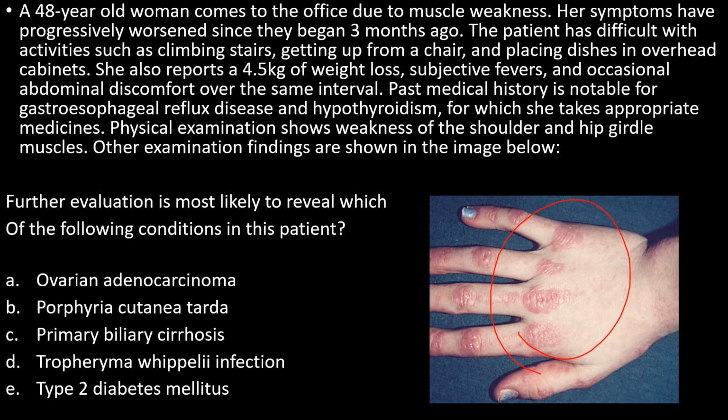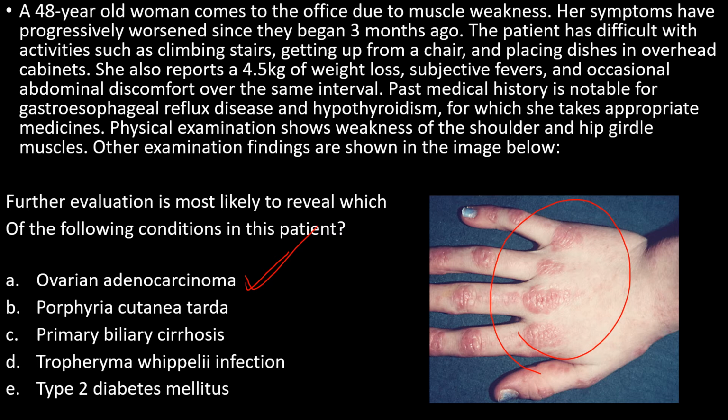Dermatomyositis may occur alone or as a paraneoplastic syndrome, often with an underlying malignancy. The most commonly associated cancers include ovarian, lung, colorectal, and non-Hodgkin lymphoma. Symptoms may precede the diagnosis of malignancy but often parallel the course of the cancer. Thus, the most appropriate answer to this question is ovarian adenocarcinoma.